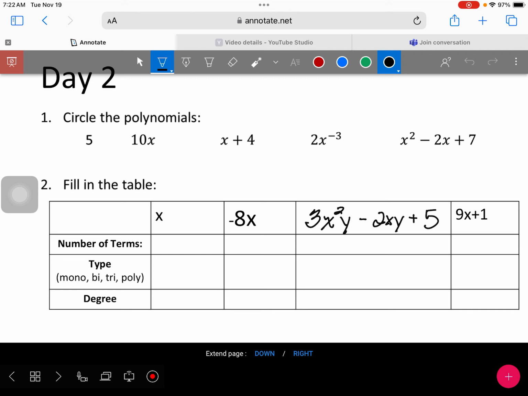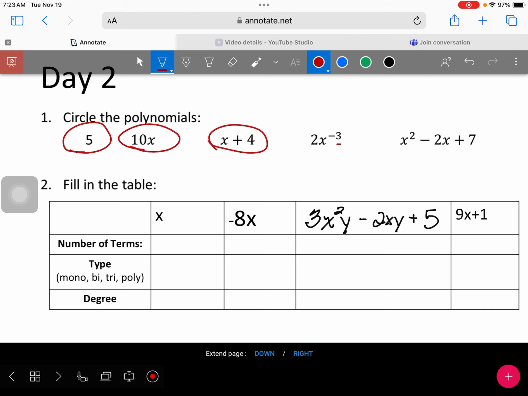Okay, one more day. Circle the polynomials. Is 5 a polynomial? No. Yes. Actually, it is. Yes. Is 10x a polynomial? Yeah. Yes. How about x plus 4? X plus 4? Yes, polynomial.